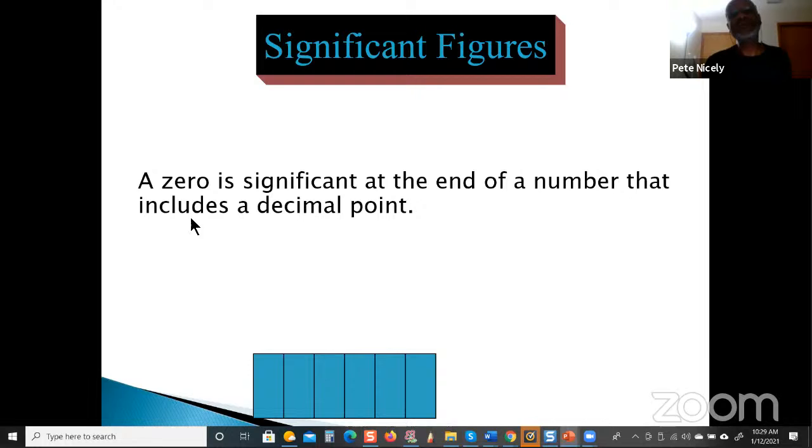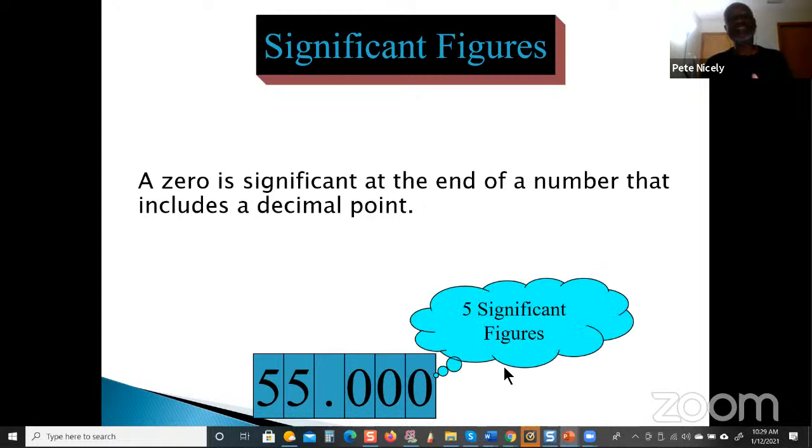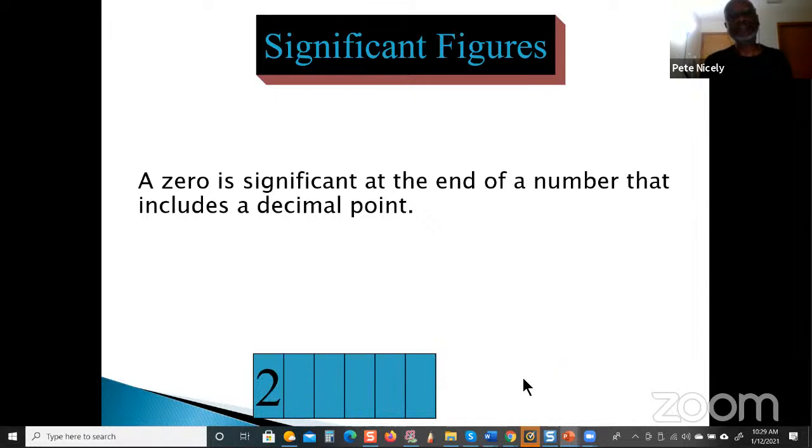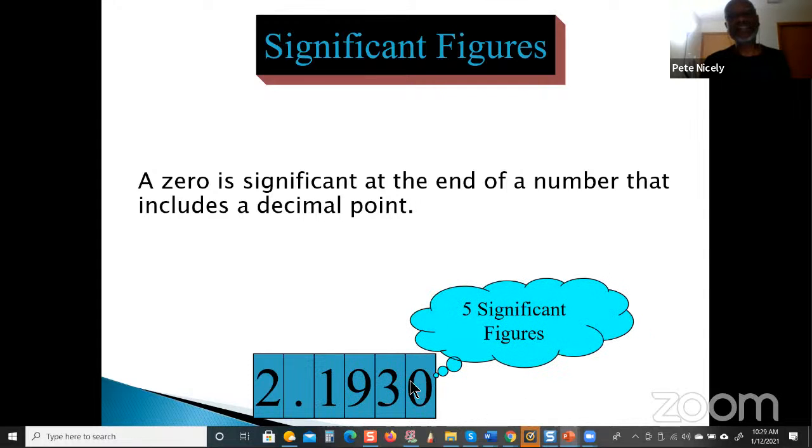Okay, now this rule has to do with a situation where you have zeros at the end of a number and there's a decimal point present anywhere in that number. So basically what this rule says is that if you have zeros at the end of a number and you have a decimal point anywhere in the number, then those zeros are significant. So this number represented here has 5 significant digits. All right, here's another example. In this case, this 0 here is significant because you have a decimal point here. So this 0 at the end would be significant. So again, we have 5 significant digits represented here.